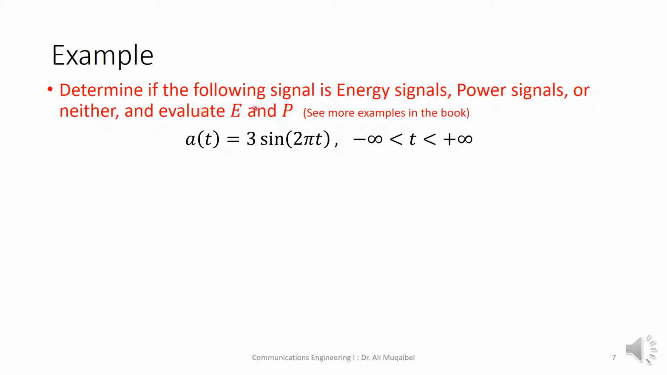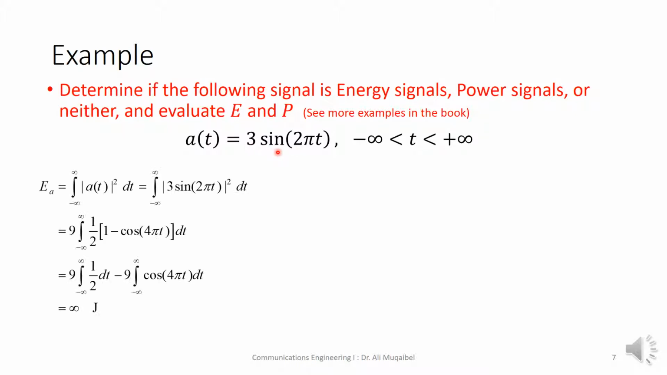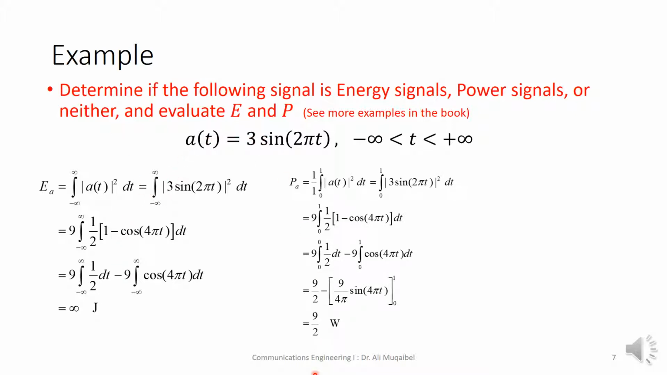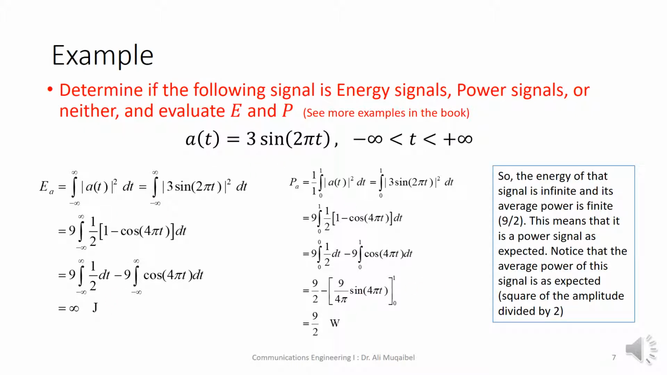Example: determine if the following signal is an energy signal, a power signal, or neither, and evaluate its energy and power. This is a sinusoidal signal. You can tell directly that a sine or cosine, the difference is just in the phase. So the power of the signal is amplitude squared over 2. You can start from scratch, or you can find the power directly. The power is amplitude squared over 2, which is 9 over 2. And of course, the energy, the area under the square of a sinusoid, is infinity. Either you apply the formulas, or you can just conclude directly.